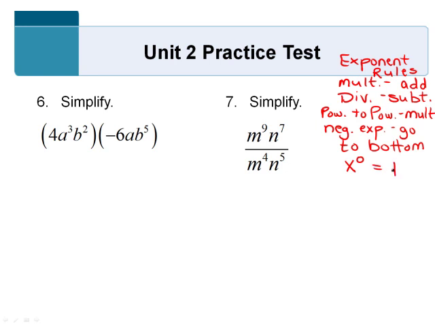So that's 5 rules. When you multiply, you add. When you divide, you subtract. A power to another power, you multiply. Negative exponents go to the bottom. Anything to the 0 power is 1. So what you need to do is memorize those. You've got to know those rules. That's going to help you for most of Chapter 2's test.